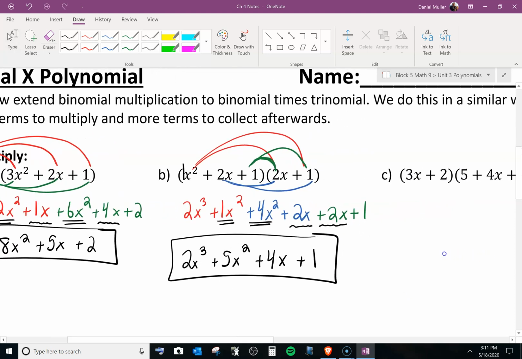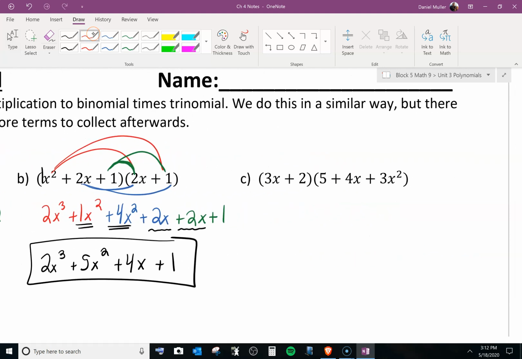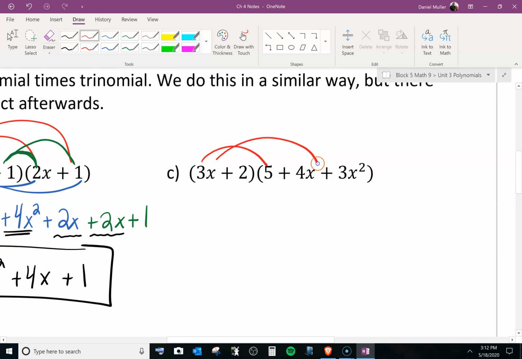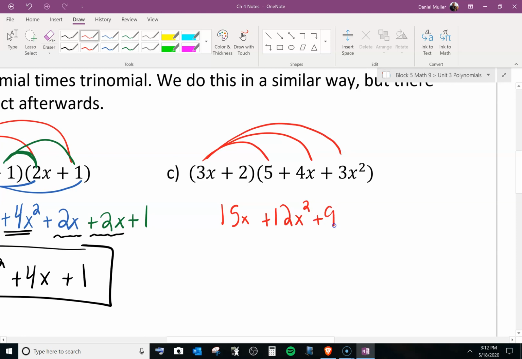All right, last question. So take the first thing, and we're going to multiply it by all of those. So let's start with here. 3 times 5 is 15, and there's an x. 3 times 4 is 12, and an x and x is an x squared. And 3 times 3 is 9, and then you get an x and an x squared is an x cubed. Then you got 2 times 5 is 10. 2 times 4 is 8 with the x. And 2 times 3 is 6, and then we're going to add on that x squared.